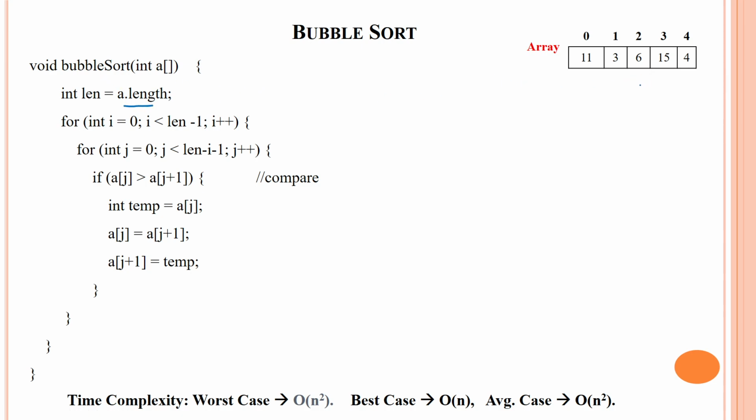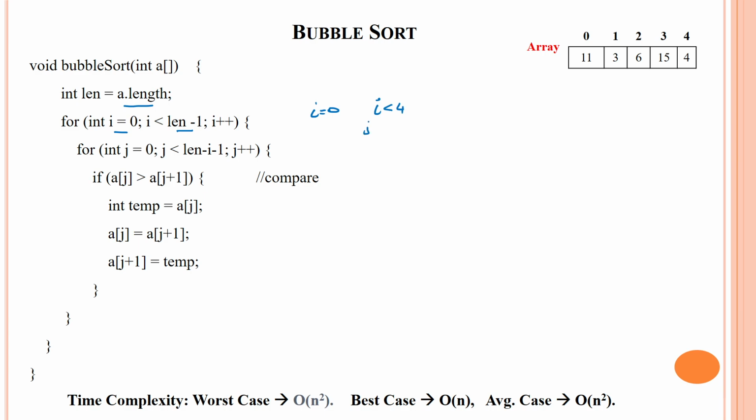So the length of the array here is 5. The first iteration, we are starting with iteration number 0. Here the length is 5, so 5 minus 1 is 4. So here i less than 4. The condition is true. Then in the 0th iteration, we go to the for loop.